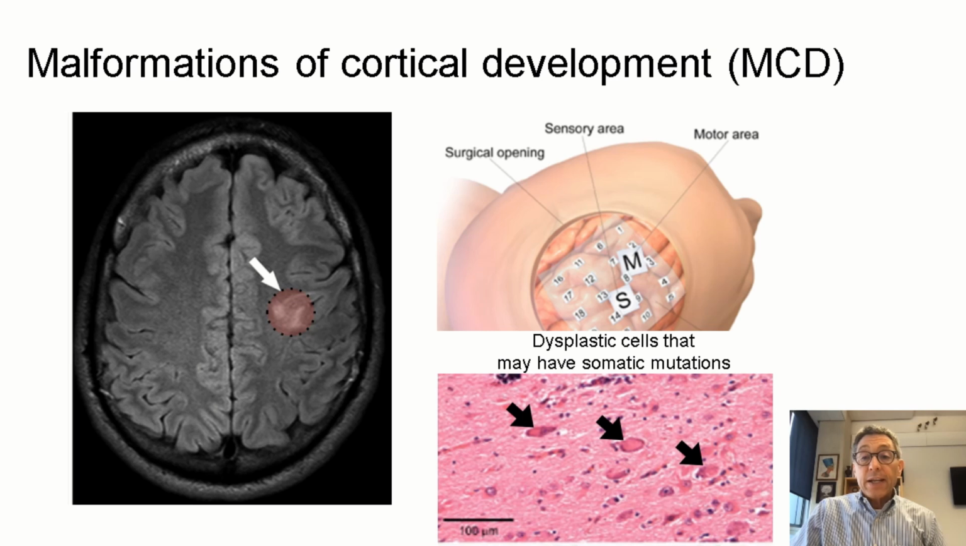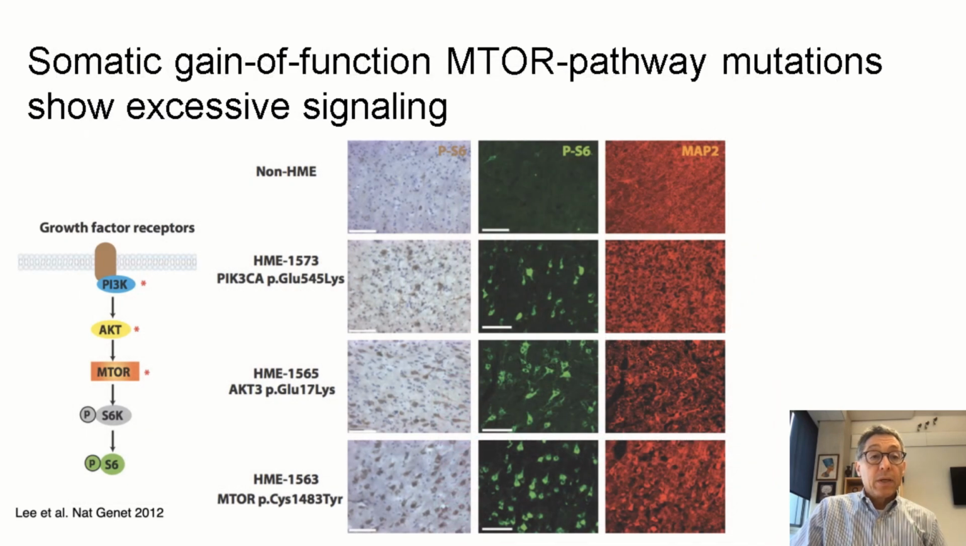Our lab previously identified somatic mutations in one particular type of brain lesion called hemimegaloencephaly. In that prior study, we found somatic gain-of-function mTOR pathway mutations that showed excessive signaling in the brains of these patients. We found mutations in the 3 genes here with the red asterisk on the left side, and then we returned to the brains of those patients that had them resected for seizures and found evidence of excessive mTOR signaling based upon phospho-S6 staining here in green.